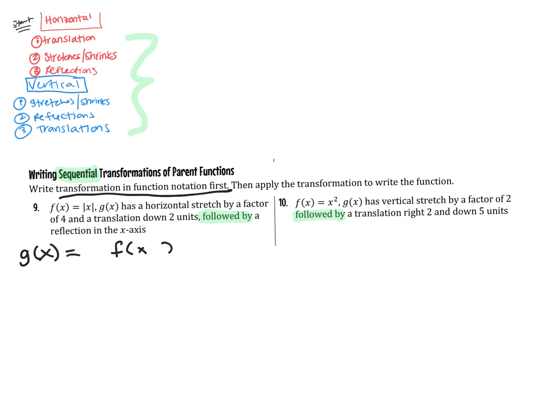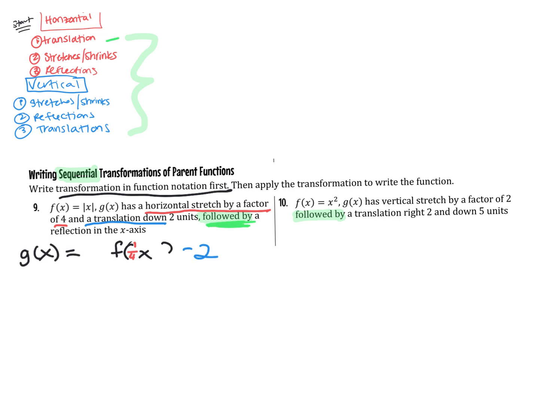Now reading through, there is a horizontal stretch by a scale factor of 4. Horizontal happens inside, and it's the inverse of what we think it should be. So horizontal stretch of 4 means I'm plugging in 1/4, and that's going to go with my x. And a translation 2 units down. So that means -2. Now here's the word that makes us question all things, followed by a reflection in the x-axis. So what I'm asking myself now is, all these things that I have to do to this function, are they already listed in the correct order?